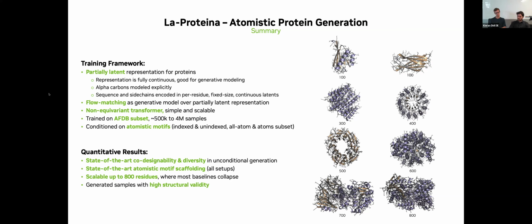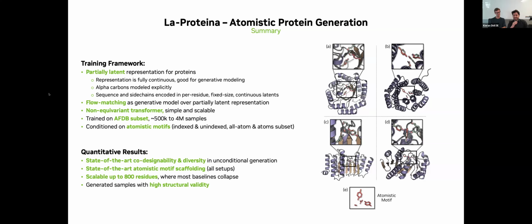To the right of the slide, we have a bunch of proteins produced by our model at different lengths, starting from 100 residues and going all the way to 800 residues. And this is an example of atomistic motif scaffolding. We provide the atomistic motif in the lower part of the figure, and as you can see, our model is able to produce proteins that contain this motif. It's able to sample very diverse proteins, all of which contain the motif. Of course, all of these proteins are fully atomistic. We just don't draw the side chains to make it simpler to visualize.